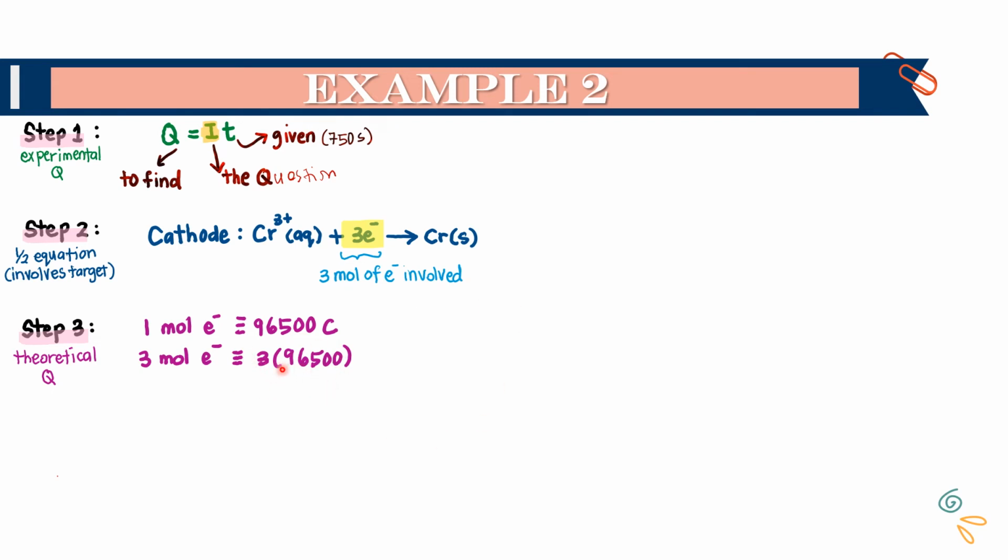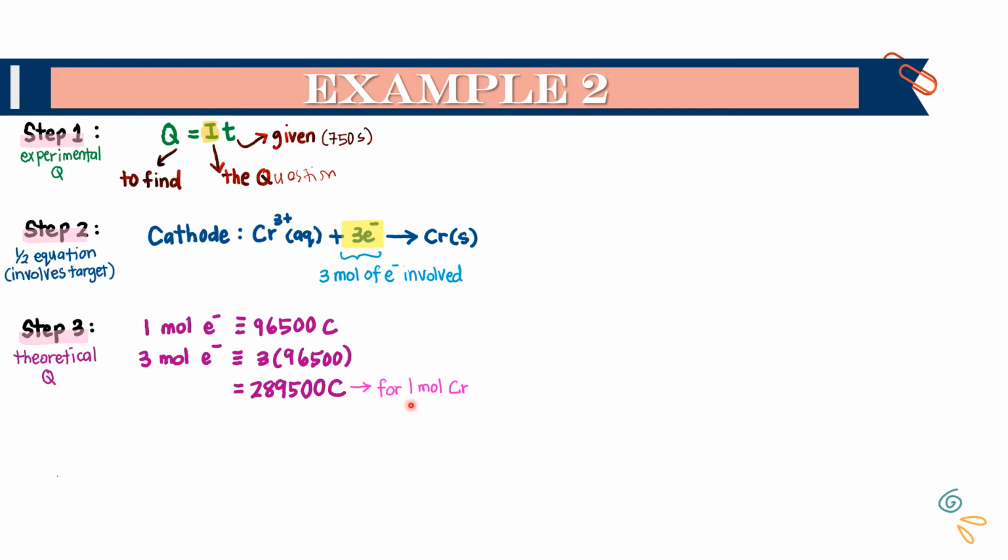Kita darabkan. 3 darab 96500, atau nak terus tulis nilai dia berapa, tak ada masalah. Okay, so kita akan gunakan 289,500 coulomb of charge. Make sure you write down the correct value, especially for the zeros. Jangan tertinggal satu pun. Bila tinggal satu, salahlah nilai awak. Okay, so this is the theoretical charge untuk 1 mole of chromium. Yang ni tadi lah, 3 mole of electron untuk 1 mole of chromium. So 3 mole of electron ada 289,500 coulomb of charge, which is for 1 mole of chromium.